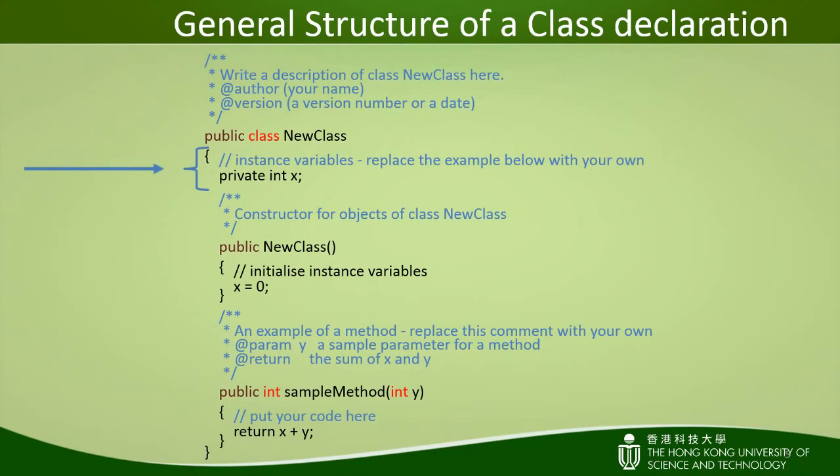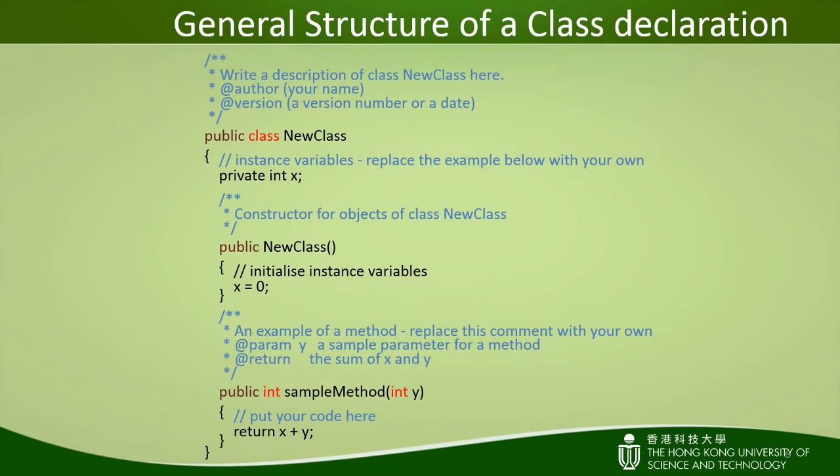This part here is for the definition of instance variables. That is, these variables will be associated with a particular instance of an object of NewClass. In this example, a variable x with type int will be created when a new object of NewClass is formed, and the variable would be accessible only within NewClass because it is declared as private. We will see later that there could be other class variables or static variables that could also be declared here.